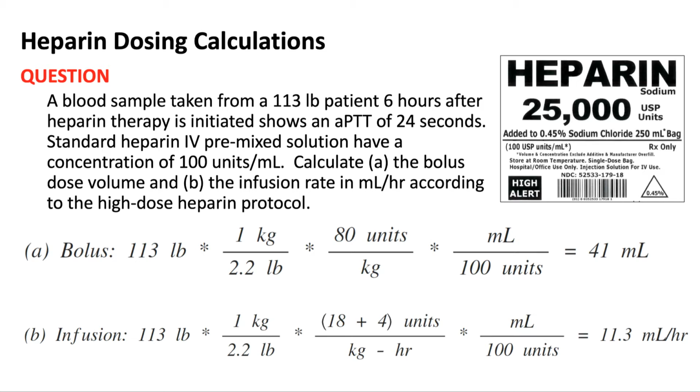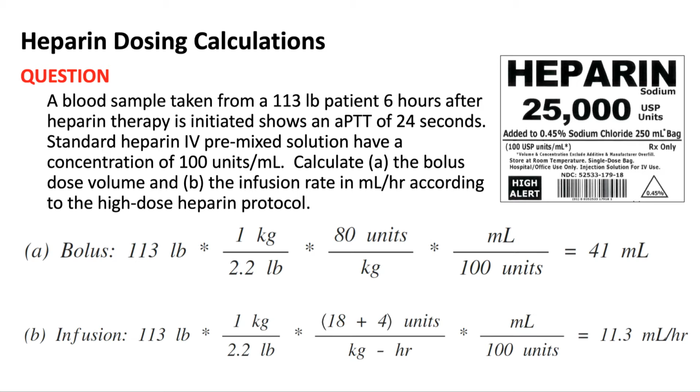Now we're in kilograms. Now we multiply it by the new rate, which is 18 plus 4. So essentially we multiply it by 22 units per kilogram per hour. The units of kilogram now cancel and we're in units per hour. Then we want to convert that to a volume, so we'll again multiply it by the same solution, which has 100 units in every 1 milliliter. Now the units of units cancel.